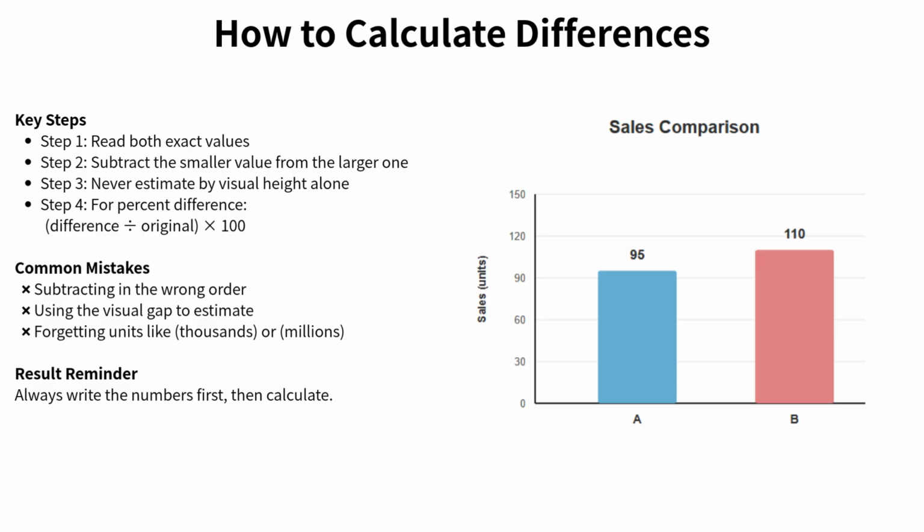In some cases, the SAT will ask for a percentage difference. The formula is: take the difference, divide it by the original value, then multiply by 100. For example, if bar A is 95 and bar B is 110, the difference is 15. To find the percentage increase, 15 divided by 95 times 100 equals about 15.8%. The most common mistakes are subtracting in the wrong order, getting negative values, or forgetting to check whether the y-axis uses thousands or millions, which can change your answer dramatically. By following this systematic approach, you'll calculate differences accurately every time.